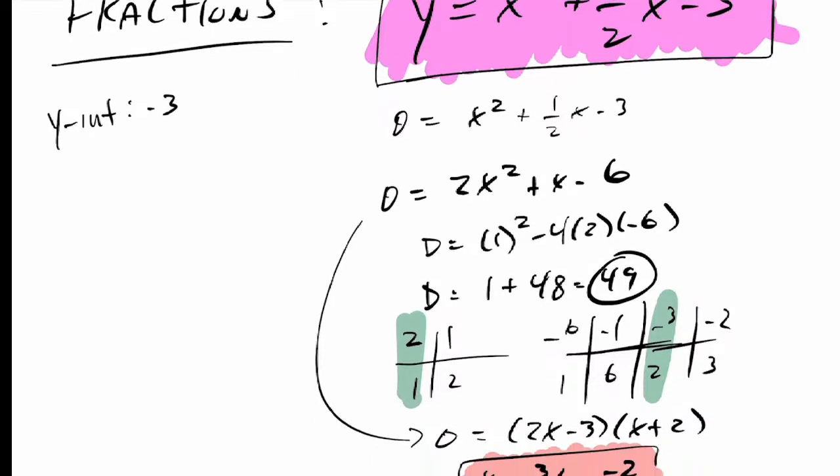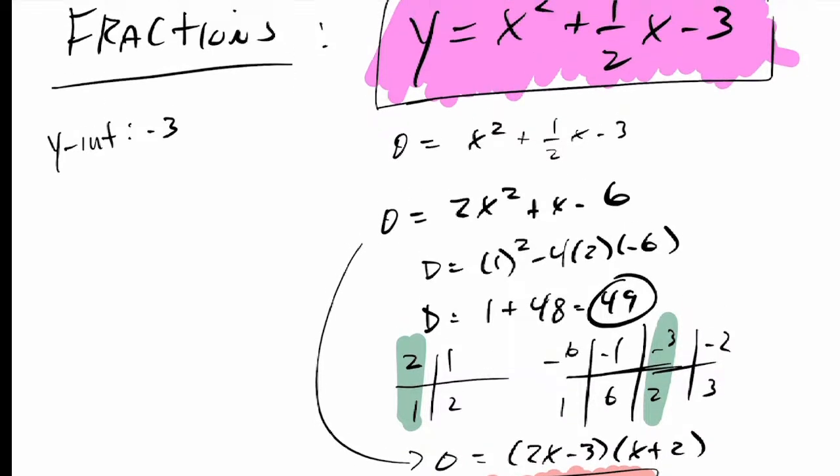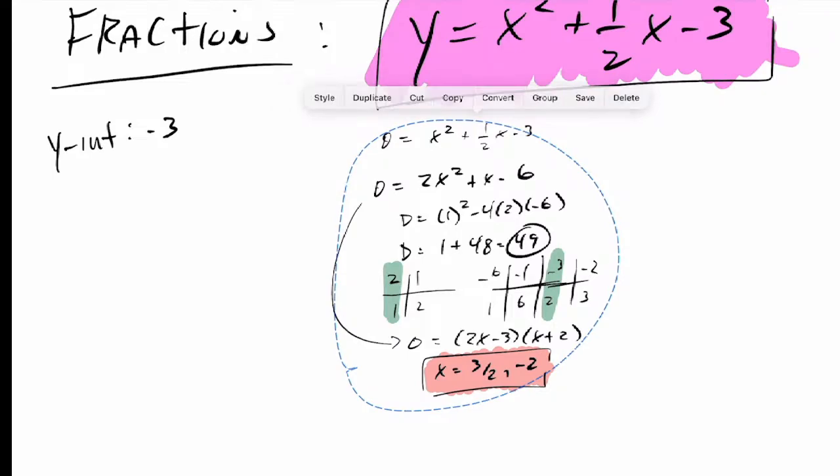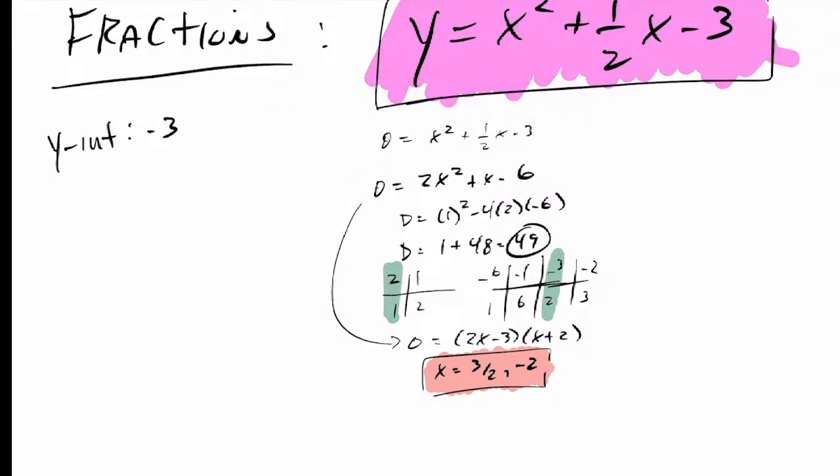Okay, so I'm getting roots at 3/2 and -2. Did anyone else get those as well? Okay, good. So now that you have those, if I had to find the axis of symmetry, you can add these up and divide by 2.